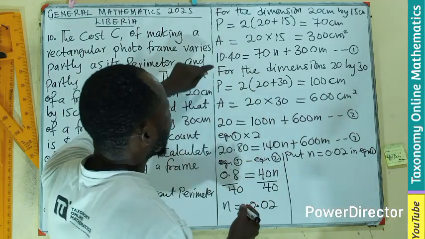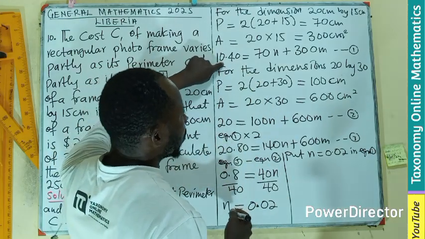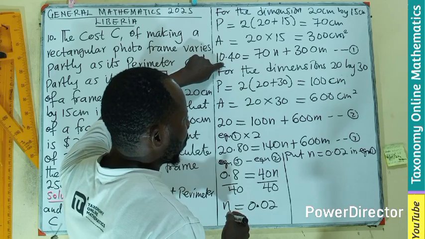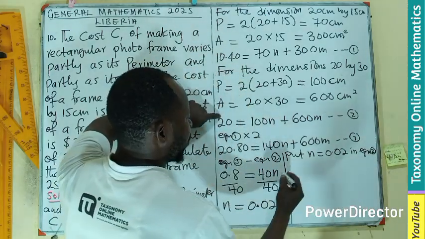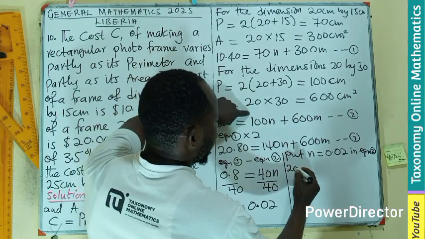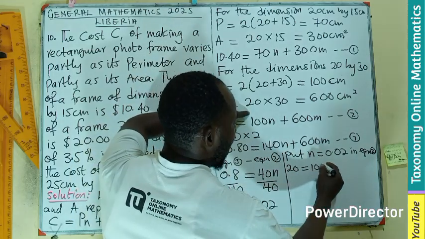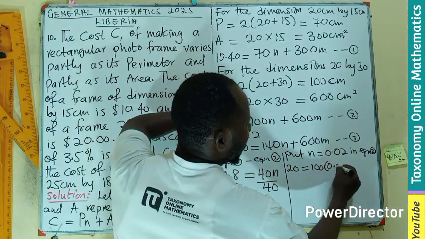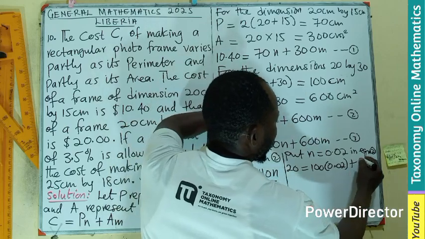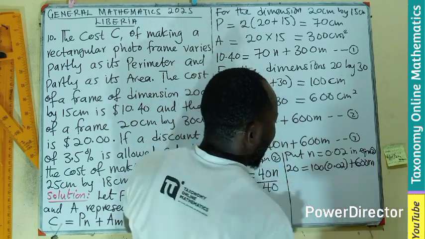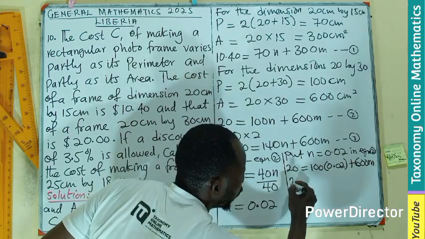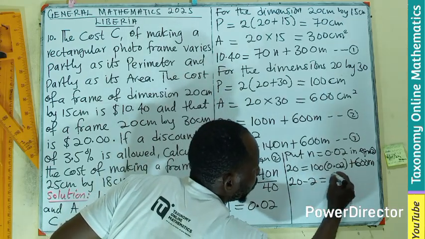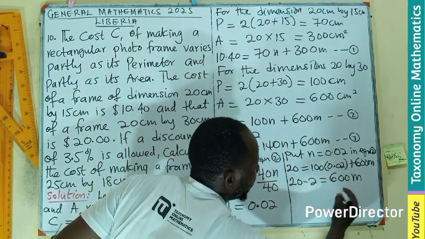Can I use equation 1? Okay, I need a whole number part, so let me use equation 2. I'll be using 20 equals 100 times 0.02 plus 600M. By this multiplication, that will give you 2. So 20 minus 2 equals 600M.